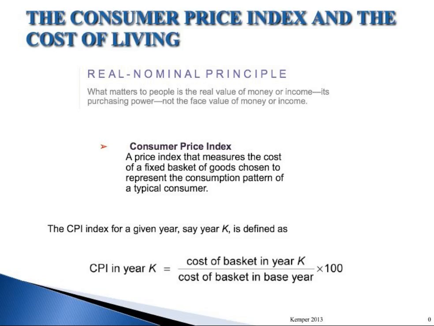It's a price index that measures the cost of a fixed basket of goods chosen to represent the consumption pattern of a typical consumer. For instance, we would take a poll of the average amount of groceries or necessities that a given consumer might purchase during a month. So let's say, and we'll look at a slide here in a second, it was 20% on groceries, 30% on gas, durables, non-durables, luxury items, rent, mortgages. We'll look at all that.